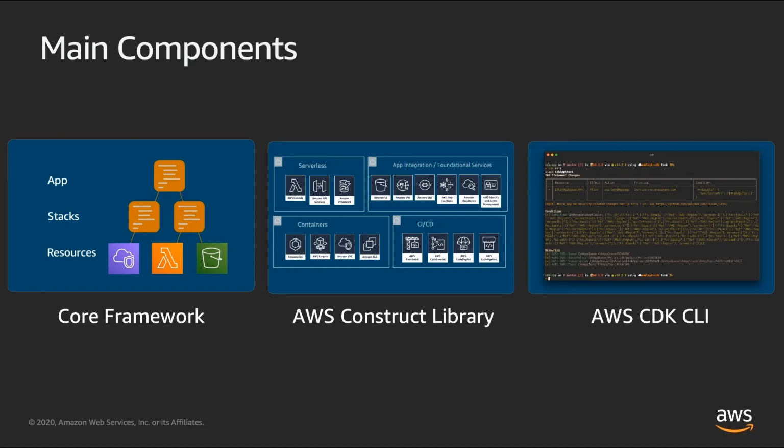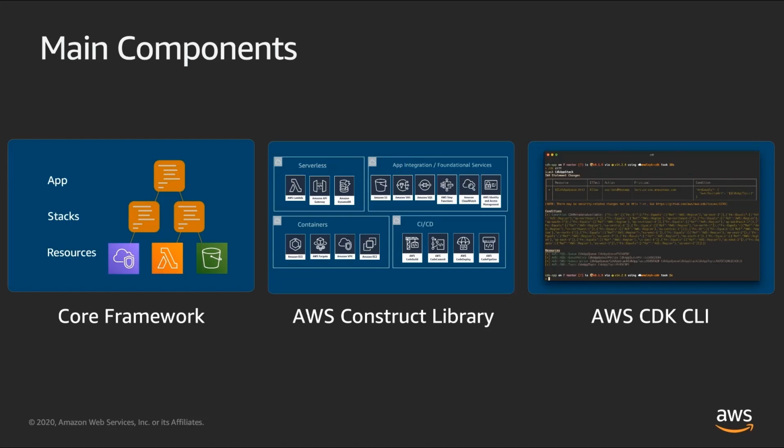We then have level 2 constructs, which are intent-based constructs based around AWS services that make it easier for a developer to move faster. And then finally, we have this idea of the level 1 construct, which is a one-to-one mapping of an AWS resource to its CloudFormation resource. So that's the core framework.